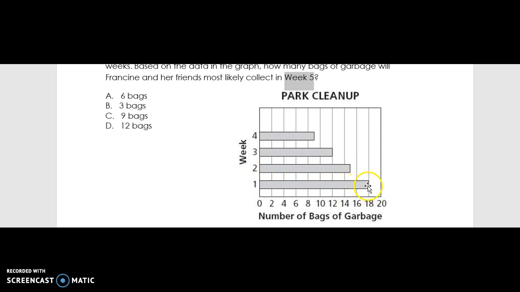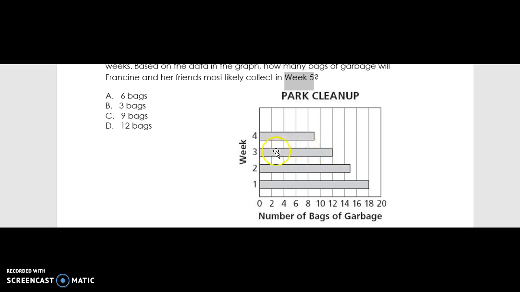our x-axis tells us it's 18 bags of garbage. Week 2, collected, it's between 14 and 16. What does that mean? It's 15. So we went from 18 to 15. Wonder if there's a pattern here. Week 3 collected 12. So I went from 18 to 15 to 12. Is there a pattern there? Minus 3. Let's see if it continues.